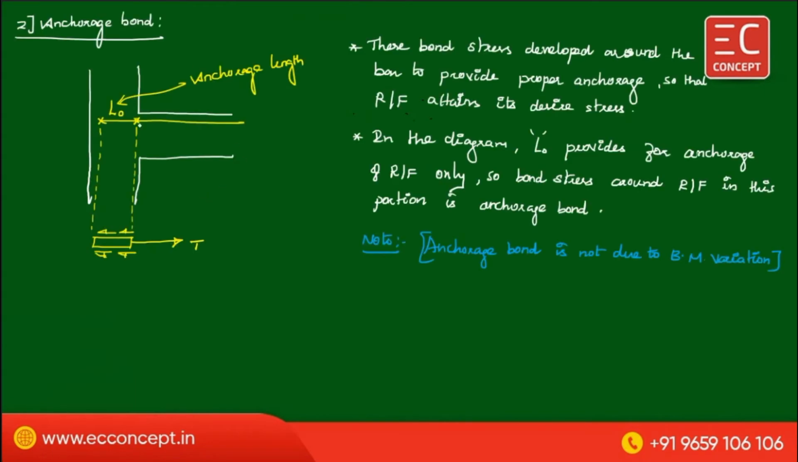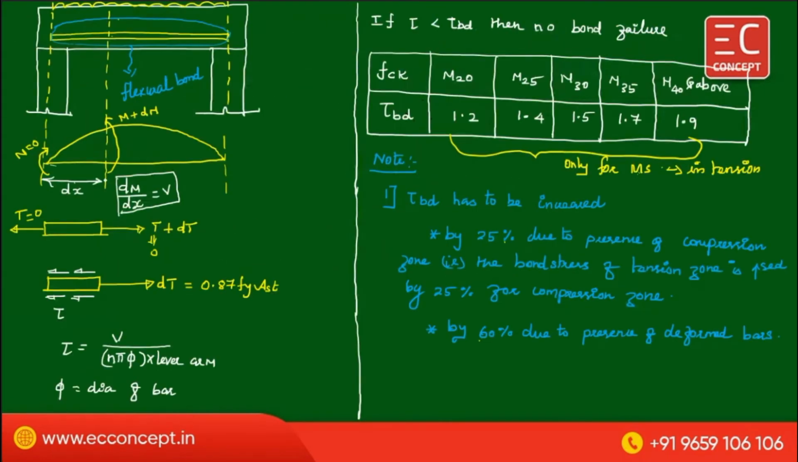Now we are going to see the holistic view of this bond length. That bond length is called the development length. This is the general concept. We are going to see the concept of development length, that is LD. So this is very important.